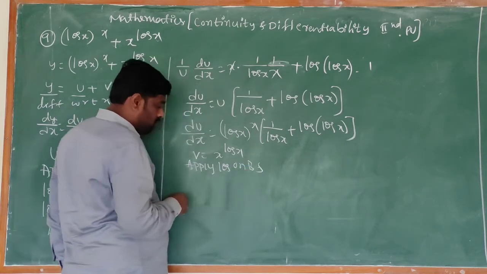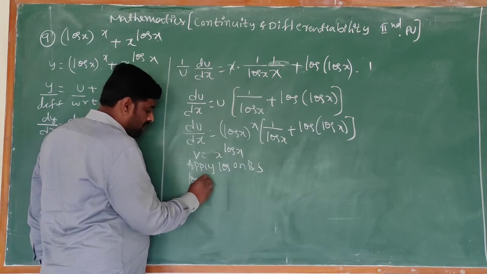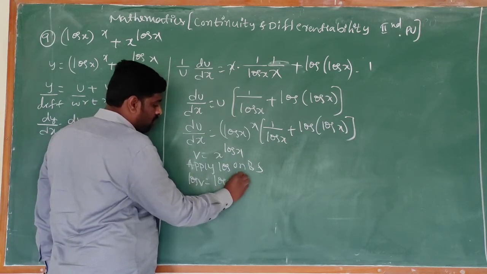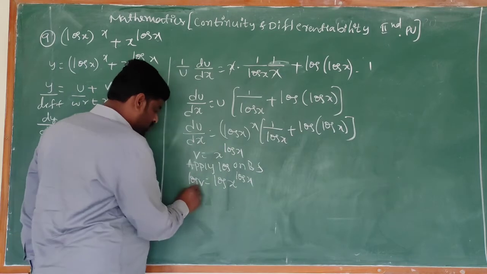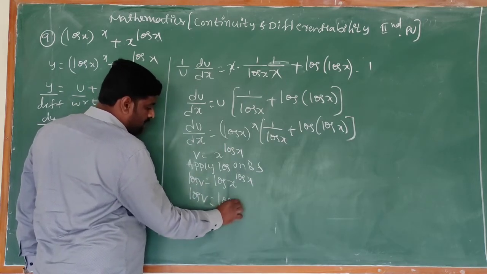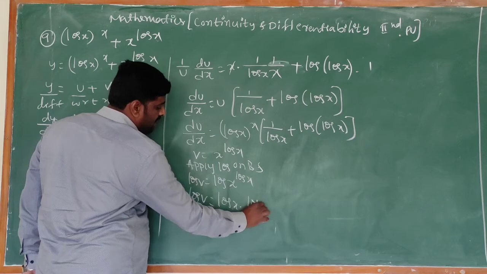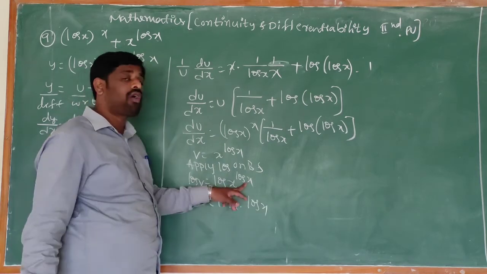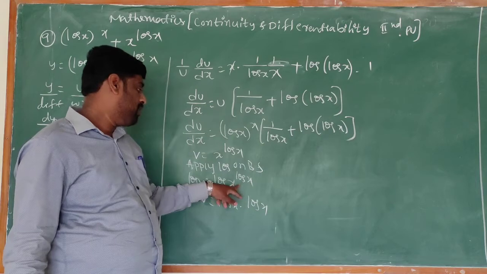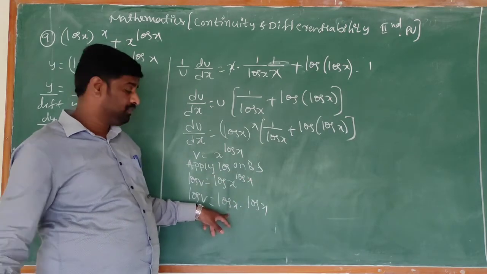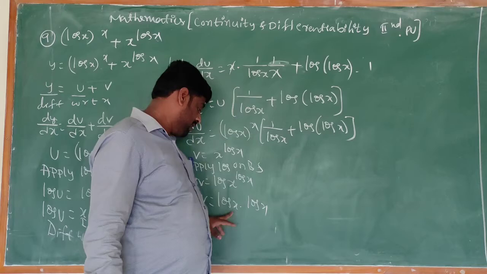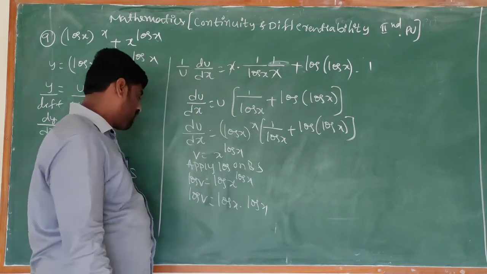Log on both sides. Log v is equal to log of x to the power of log x. So log v is equal to log x into log x. So log m to the power of n, or log p to the power of n, is n into log p.